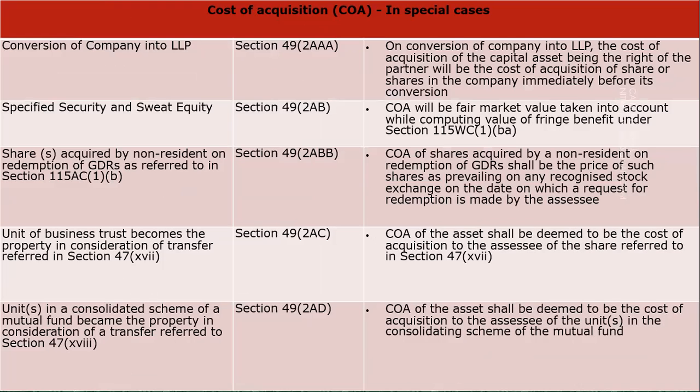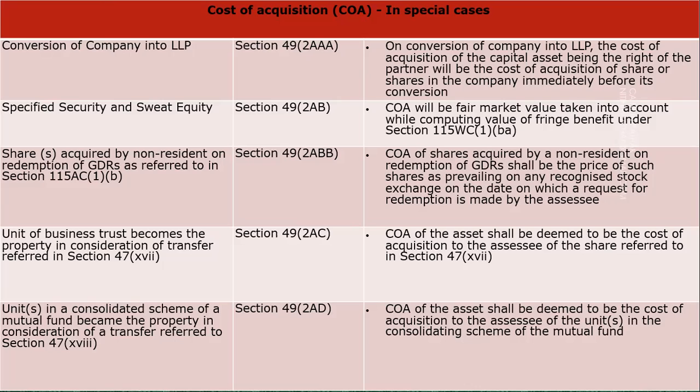Conversion of company into LLP. Section 49(2AAA): on conversion of a company into LLP, the cost of acquisition of the capital asset, being the right of the partner, will be the cost of acquisition of shares in the company immediately before its conversion. Suppose I have been entitled to 20% in the LLP. The 20% is my LLP right. So what would be the cost of my LLP right? The cost which I paid for getting my right in the company.